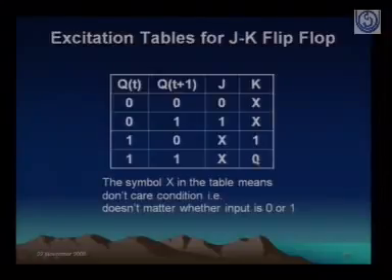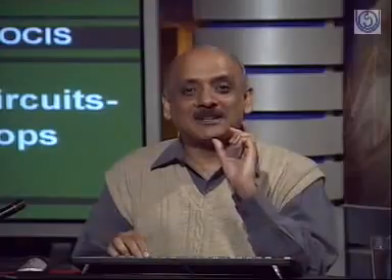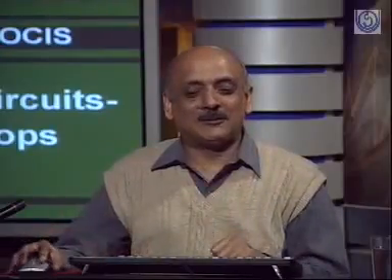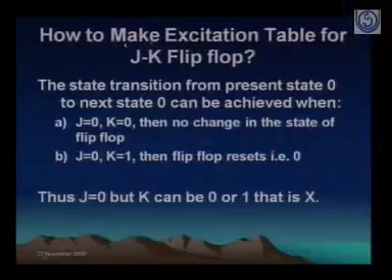But how do we arrive at these things in the table? That is the major thing, right? How do we arrive at this particular important information? So let's look into that: how to make the excitation table for the JK flip-flop. The state transition from the present state, now this is for 0, 0. The state transition from present state 0 to next state 0 can be achieved when J equals 0 and K equals 0, right?